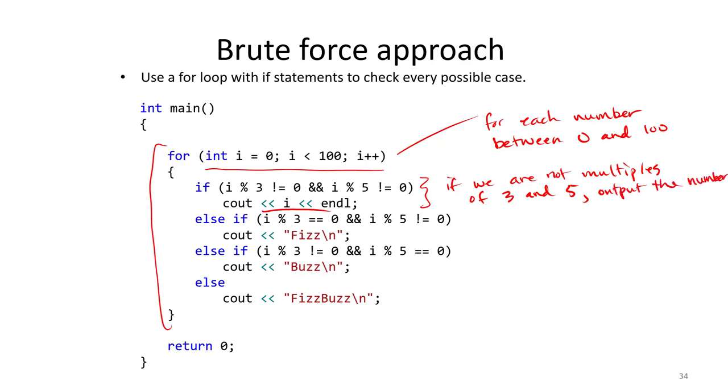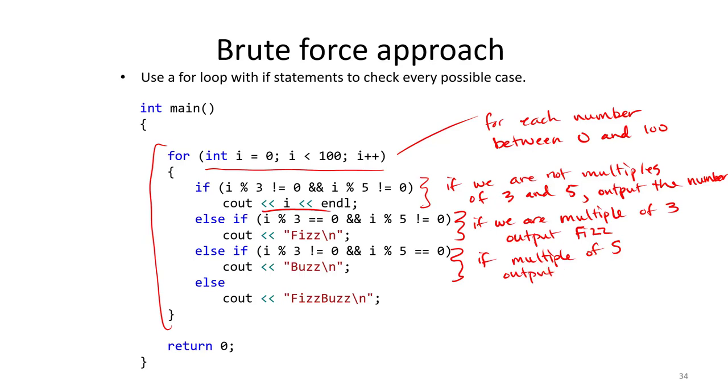And then here we're checking if we are just a multiple of 3, then we output fizz. And then if we're a multiple of 5, output buzz. And then else, we must be a multiple of 3 and 5, and then we output FizzBuzz.